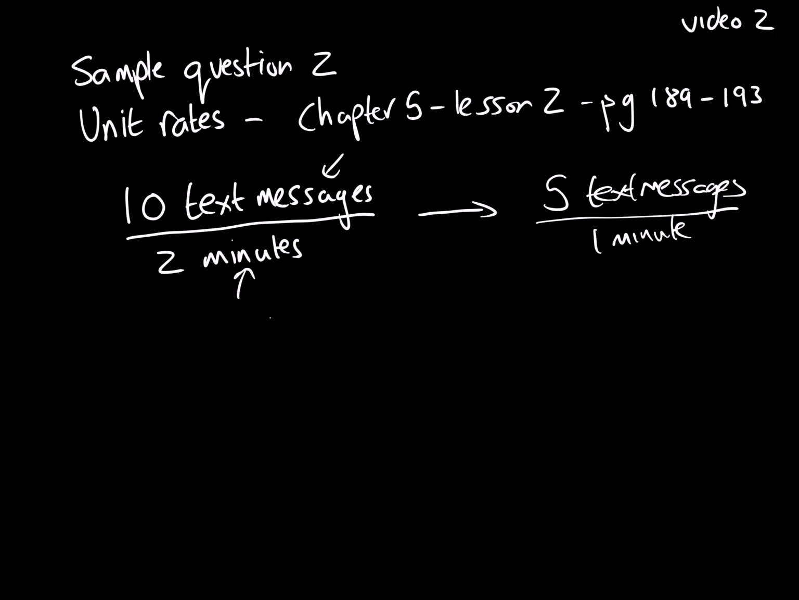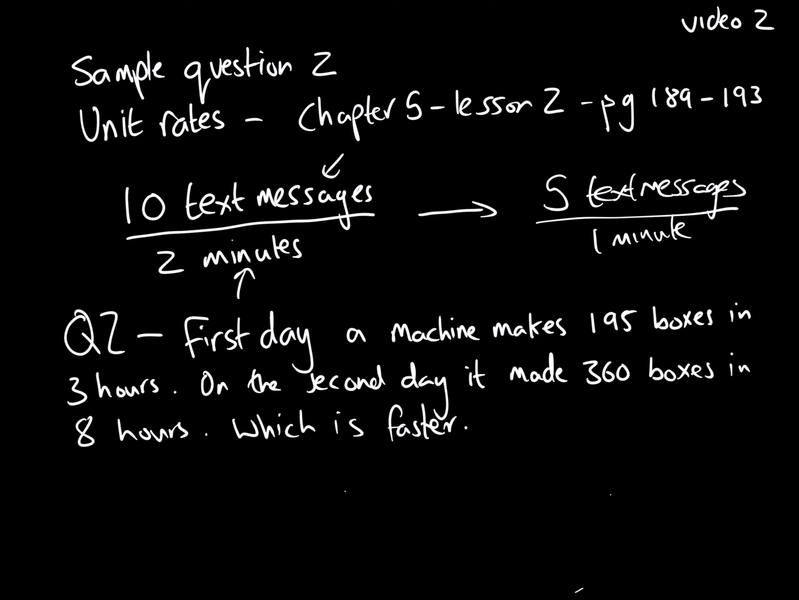With this information in mind, let's have a look at question 2 of the sample exam. As you can see, question 2 is asking about a machine that works on 2 days, on the first day and the second day. On the first day, it makes 195 boxes in 3 hours, and on the second day, it makes 360 boxes in 8 hours. So the question is asking which one of these is faster, which is the faster rate. So we need to break this question into 2 parts. Let's do that now.